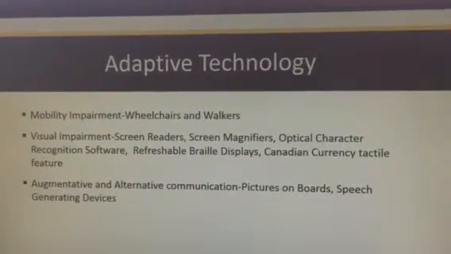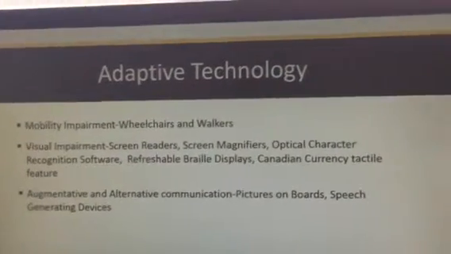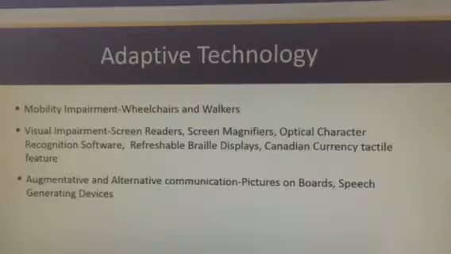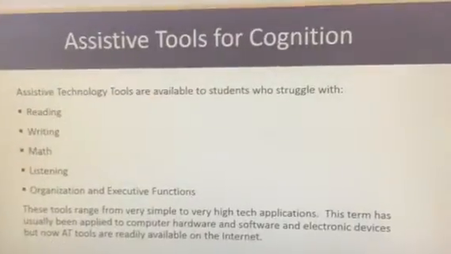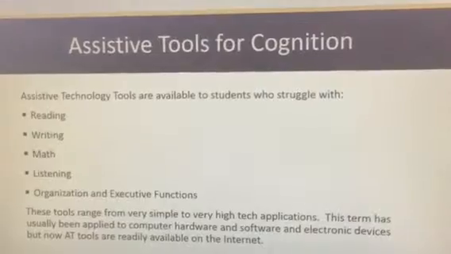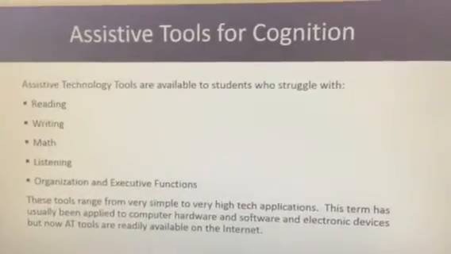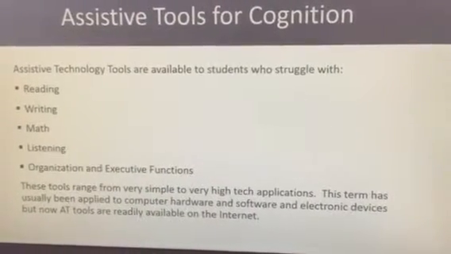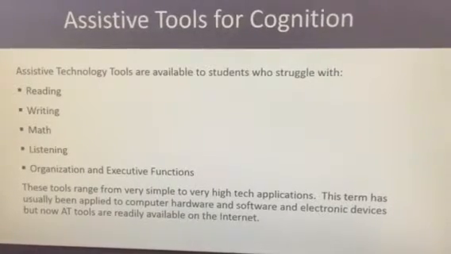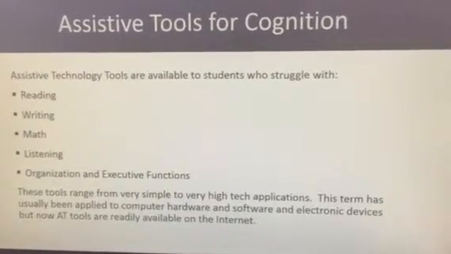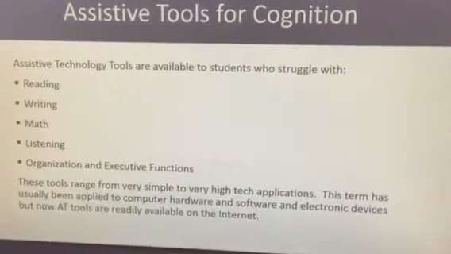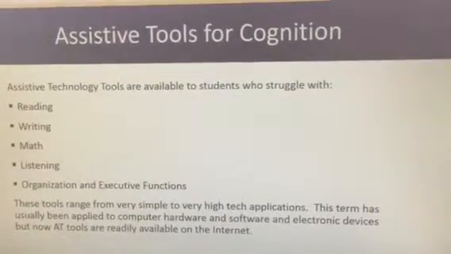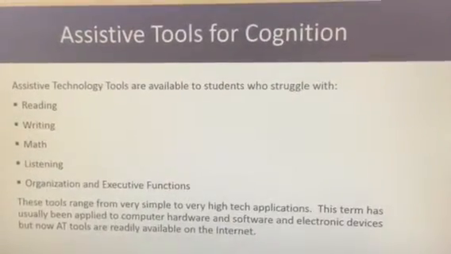We're going to go on to talking about assistive technology tools. And I did a lot of research on assistive technology tools for cognition. And that's for students who struggle with reading, writing, math, listening, organization, and executive functions. And these tools range from very simple to very high-tech. This term has usually been applied to computer hardware and software and electronic devices, but now AT tools are so readily available on the internet. And then they're also available on phones with apps. So there's so many options for these tools now.